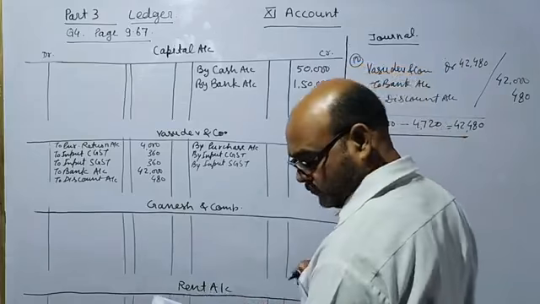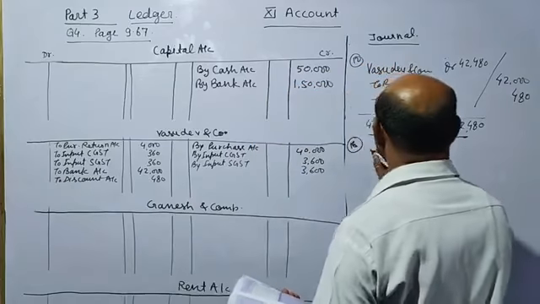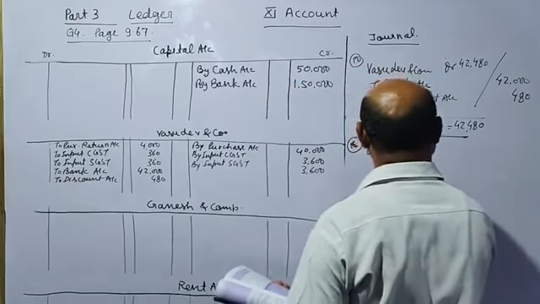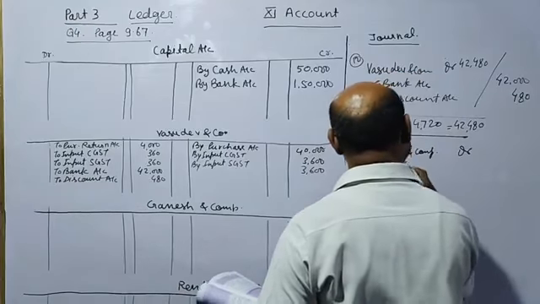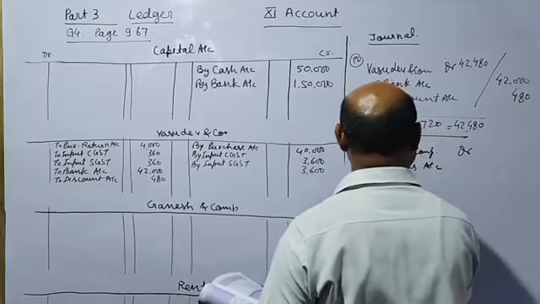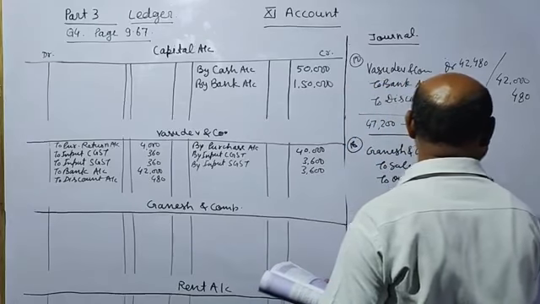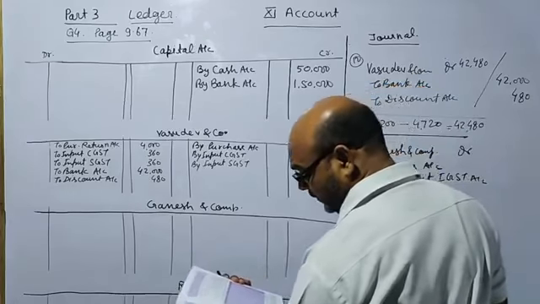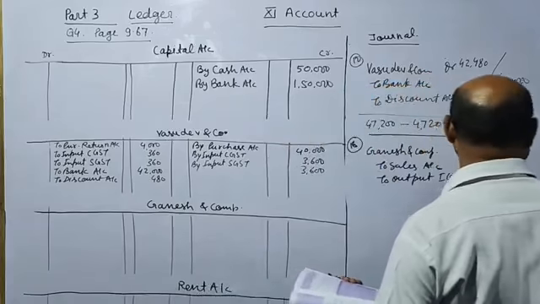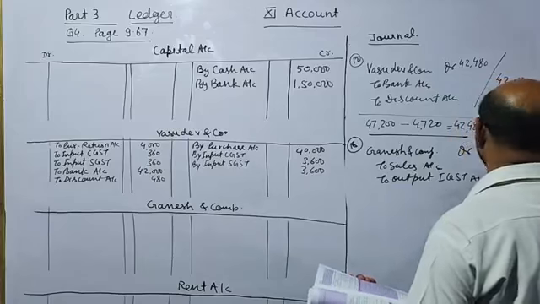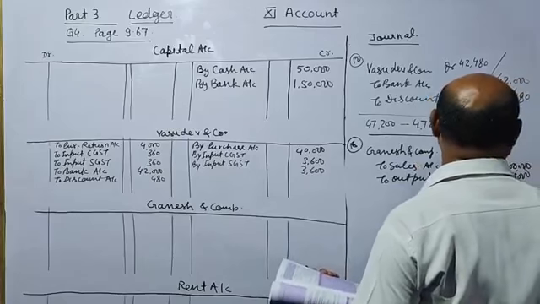date 18. Sold goods to Ganesh and Company, Kolkata on credit. So Ganesh and Company debit to sales account to output IGST account. Amount of sales is the 1 lakh and IGST 18,000, 18%. So 1 lakh 18,000.